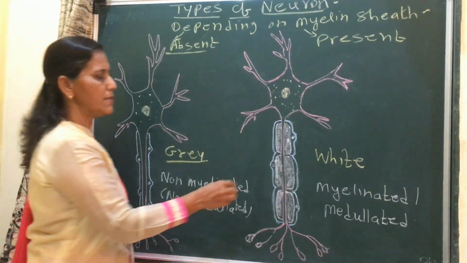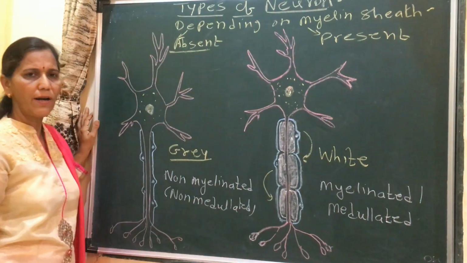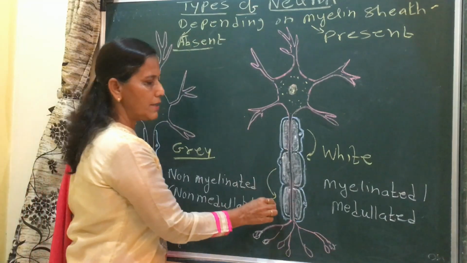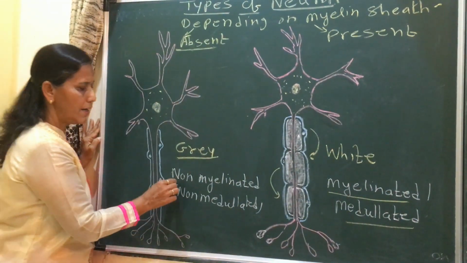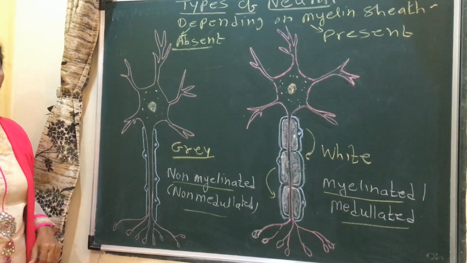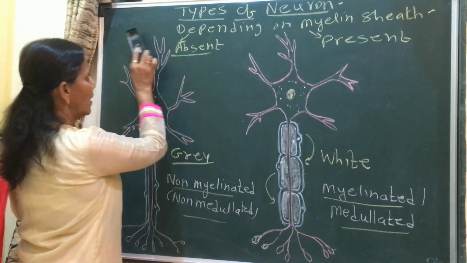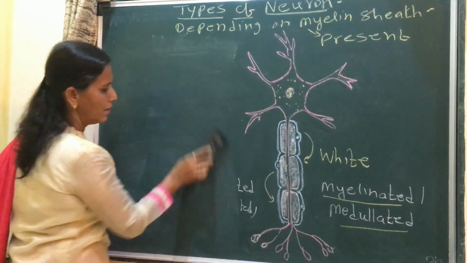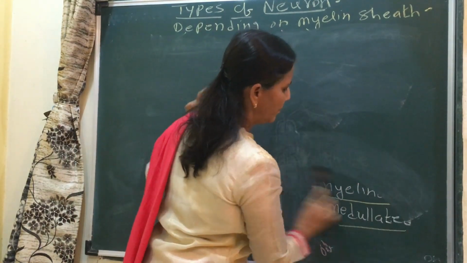Means the impulse jumps from one node to another. That is called saltatory conduction of impulse. So impulse conduction is faster in a myelinated or medullated neuron, and it is slow in a non-myelinated or non-medullated neuron. Next criterion for classification of neuron is the direction of the conduction of impulse.